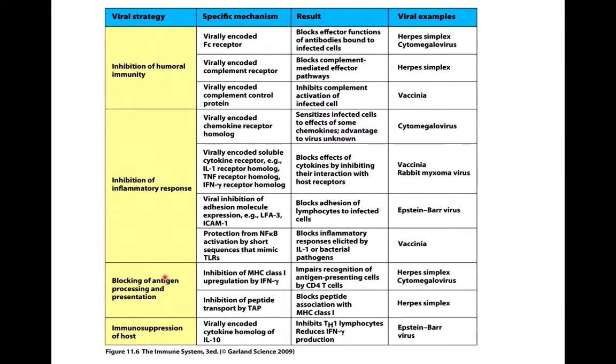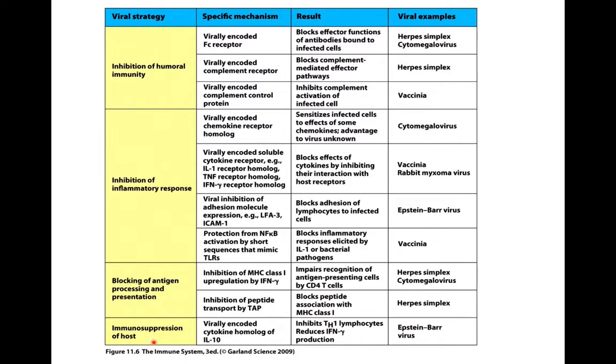Blocking of antigen presentation. Again, you guys learned about herpes viruses doing this in immunology. Here's herpes simplex right here with the inhibition of peptide transport via TAP. And in that way, we don't have antigen presentation by MHC class 1.